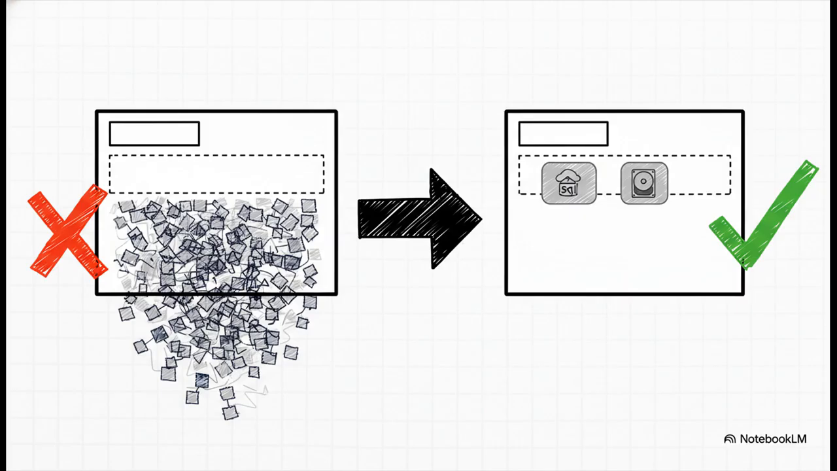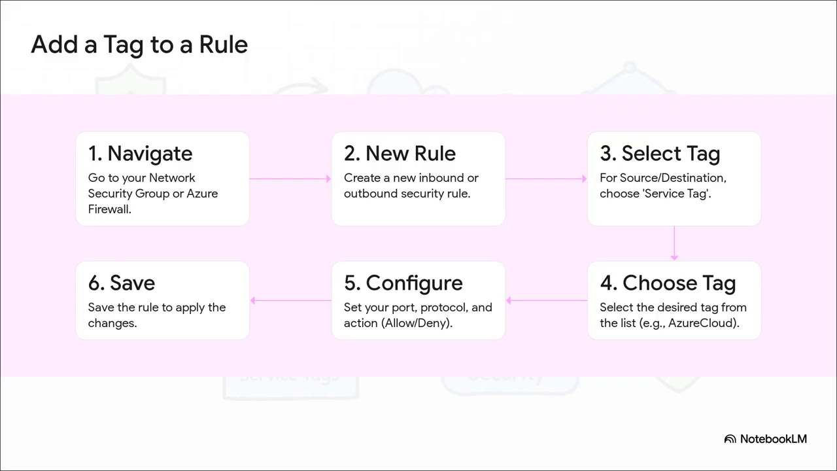That's literally it. And here's what that actually looks like in practice. It's just a few clicks in the portal. You go to your security rule, and instead of choosing IP address as your source or destination, you just select service tag. From there, you just pick the tag you need from a drop-down list. It's designed to be super intuitive.